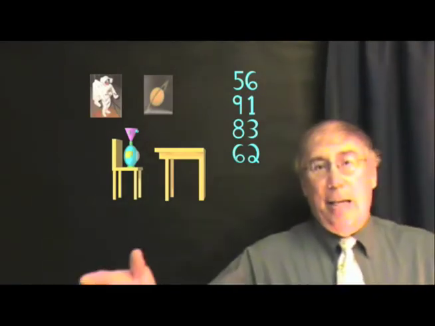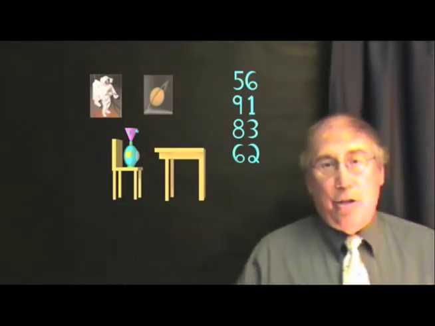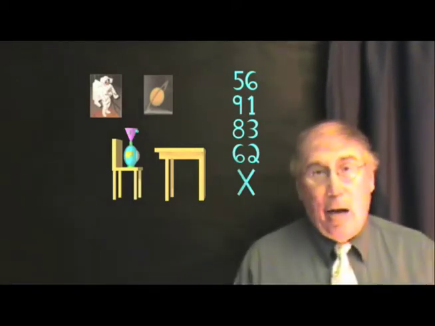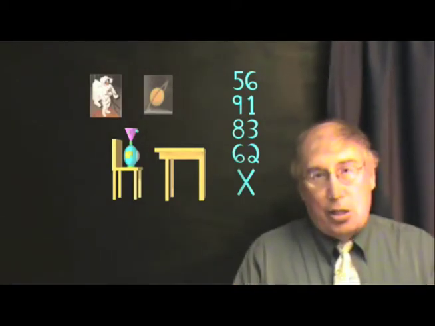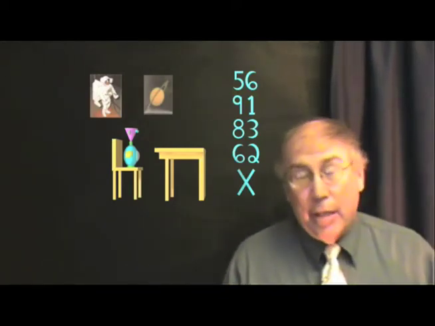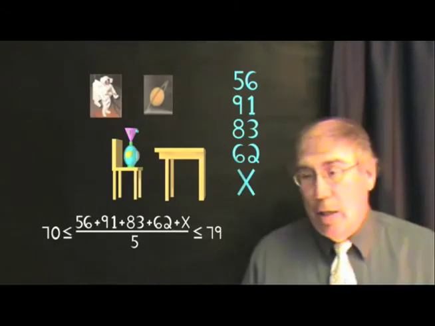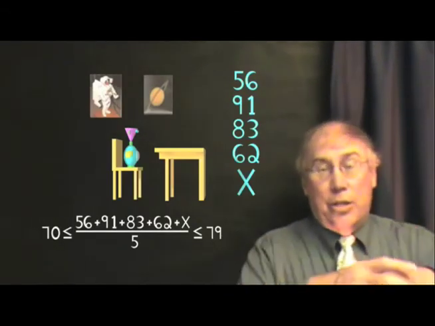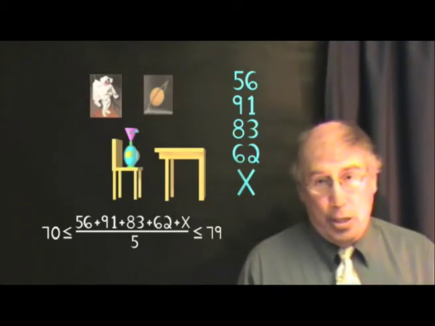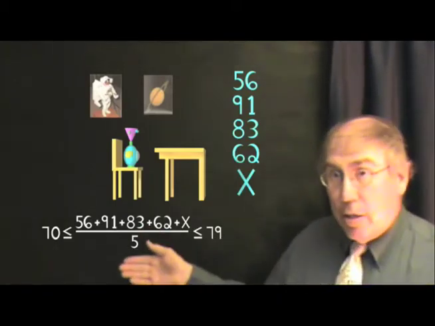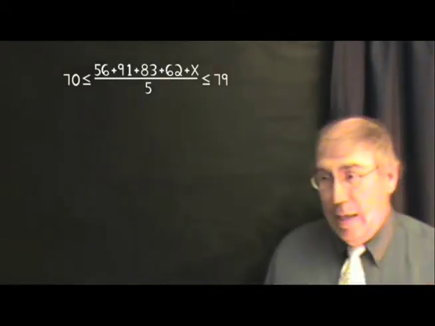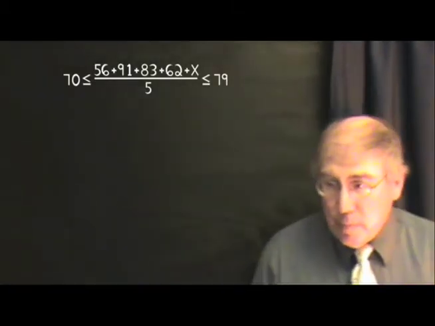Now, to get a C, you have to get in the range of 70 to 79. Now, what if he took another test? How could he get an average test score that would fall in that range 70 to 79? So we can set up a compound inequality here. An average is you take all the scores and divide by the total number of scores. And so that's our middle section of our compound inequality. And we're going to work that down.